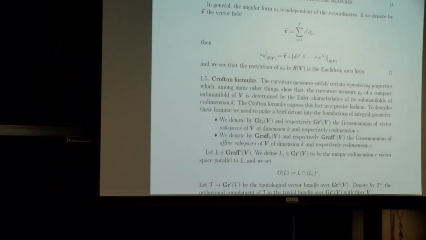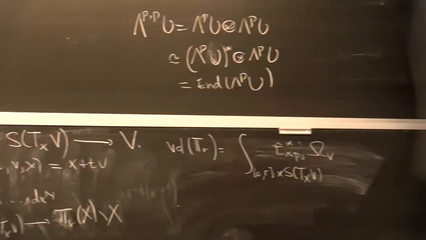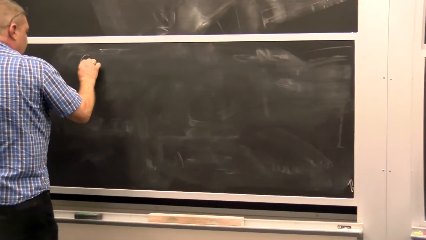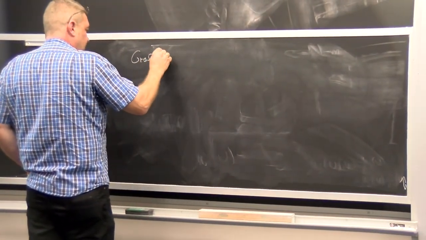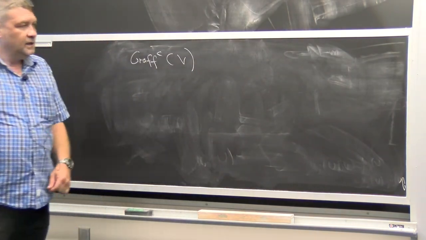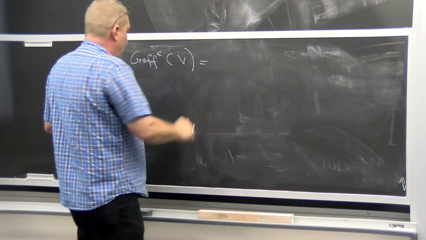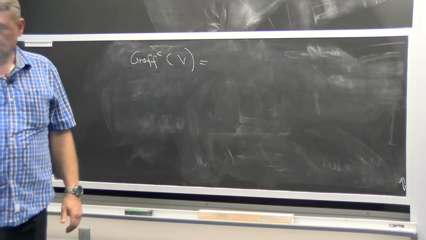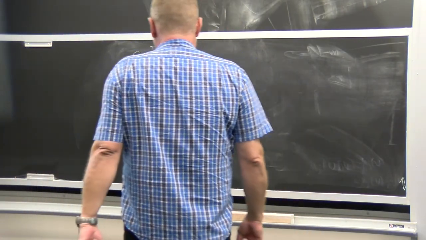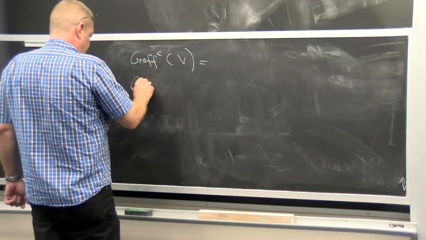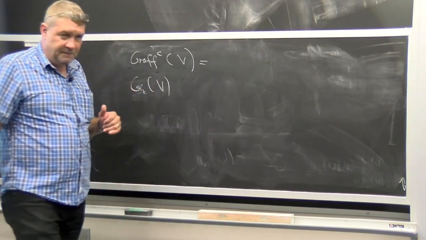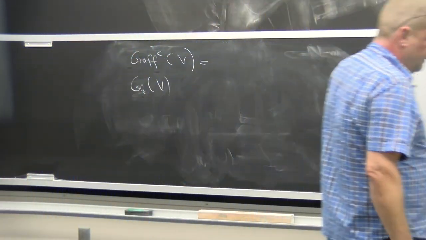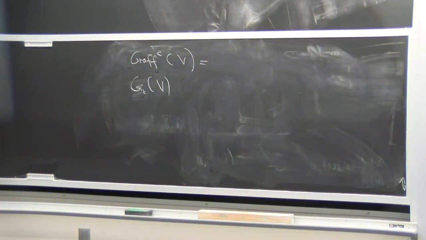So let me denote by Graph_C(V) the Grassmannian of affine planes of codimension C. Okay? So I'm not going to write this. And Gr_k(V), the Grassmannian of k-dimensional subspaces in V. Okay? So what is the Crofton formula?